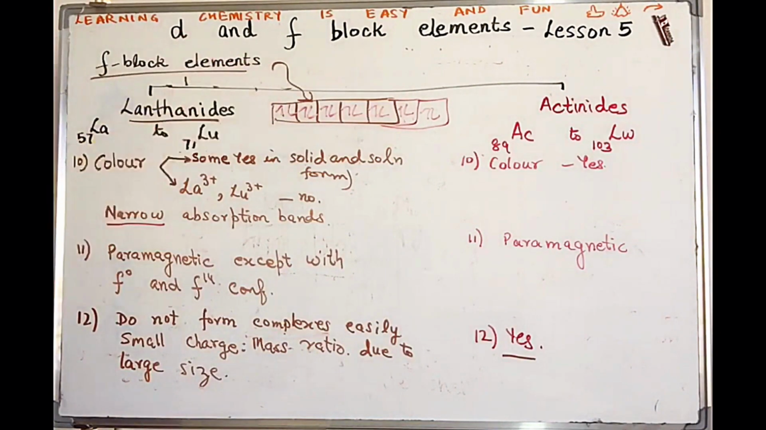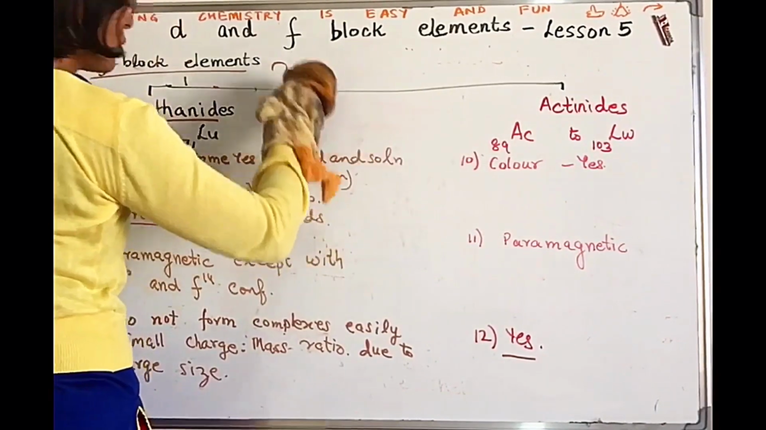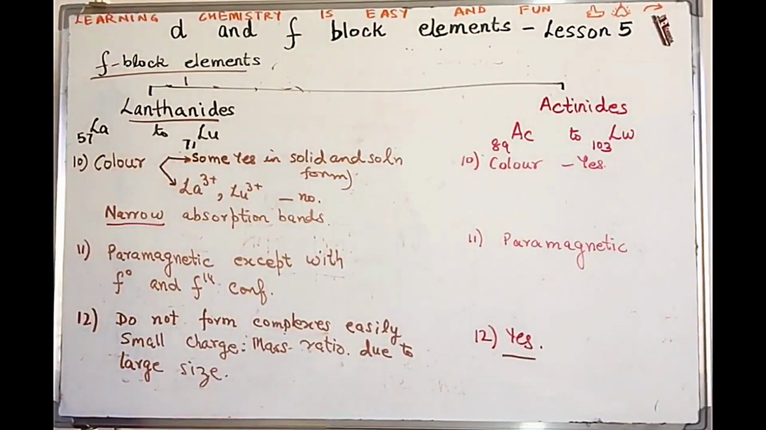Lanthanides and actinides both belong to the F block. In both cases, the electron is entering the F sublevel. Then why such a difference in behavior? Of course, there are similarities, but there are differences in behavior as well.